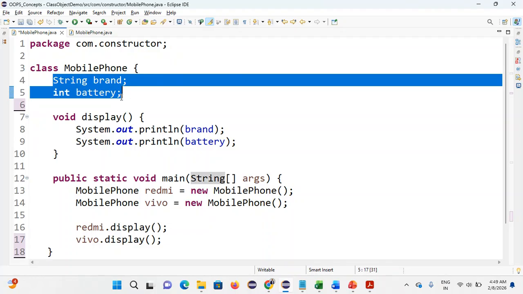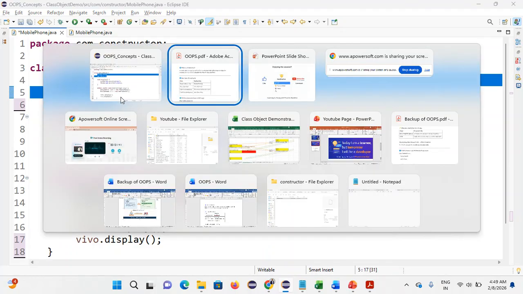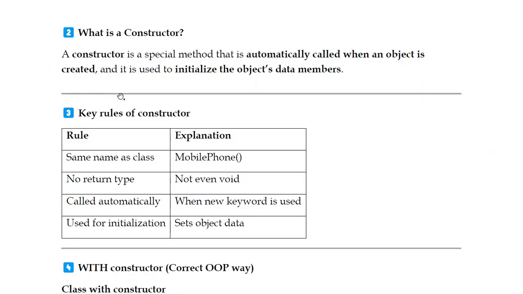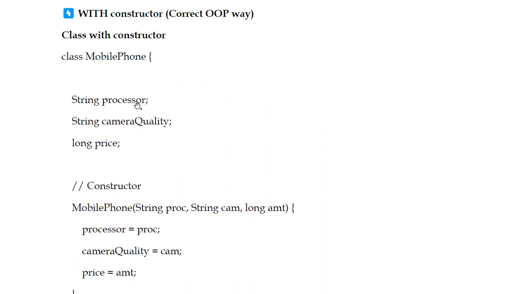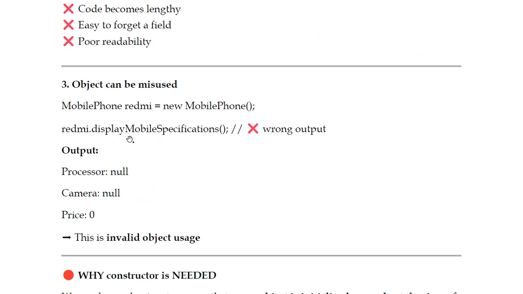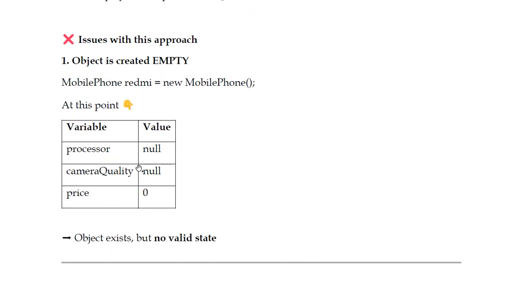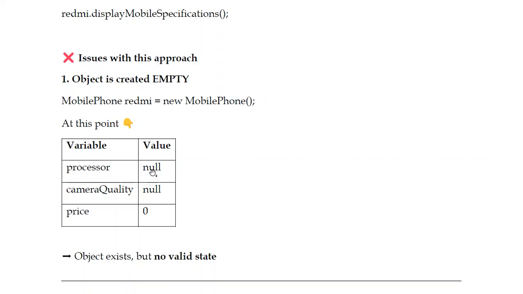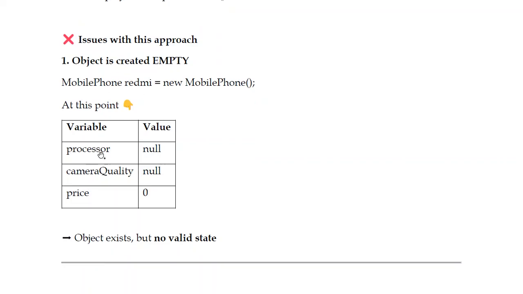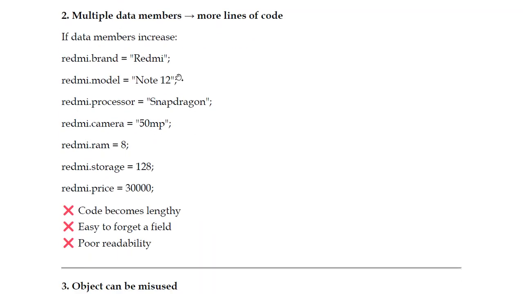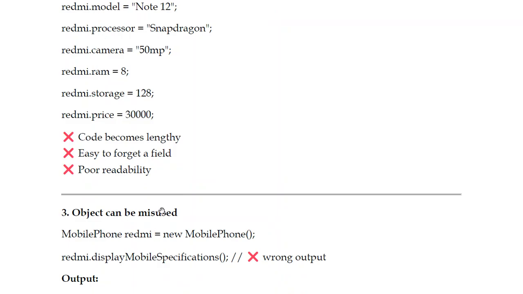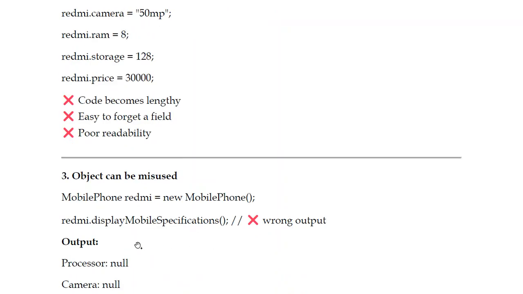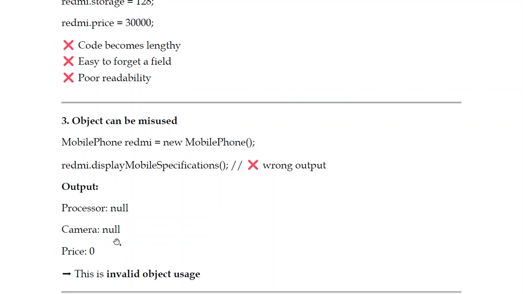This is the problem we already faced in our program. We have explained it clearly, so what we should not do. The object is created empty like this. At this point there is no valid state. Multiple data members are coming, so we are increasing the code size. This is also an issue, and also the object can be misused. These are the problems we already faced.